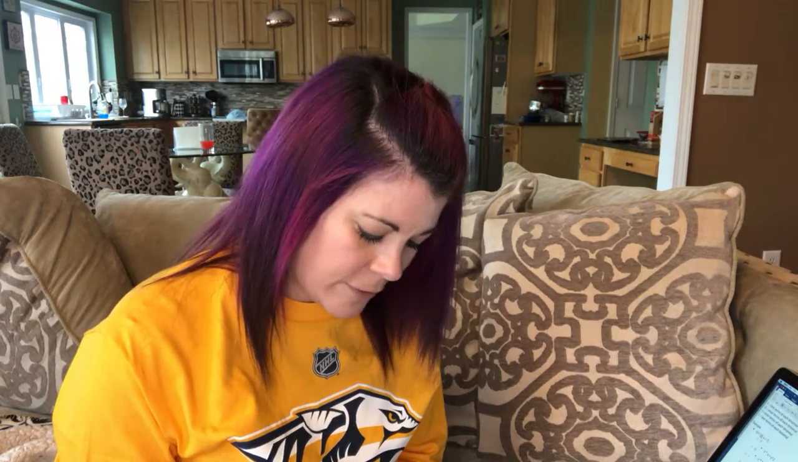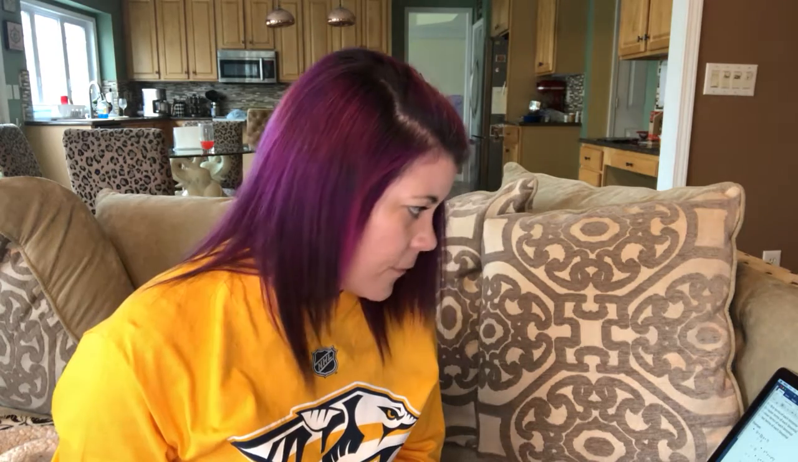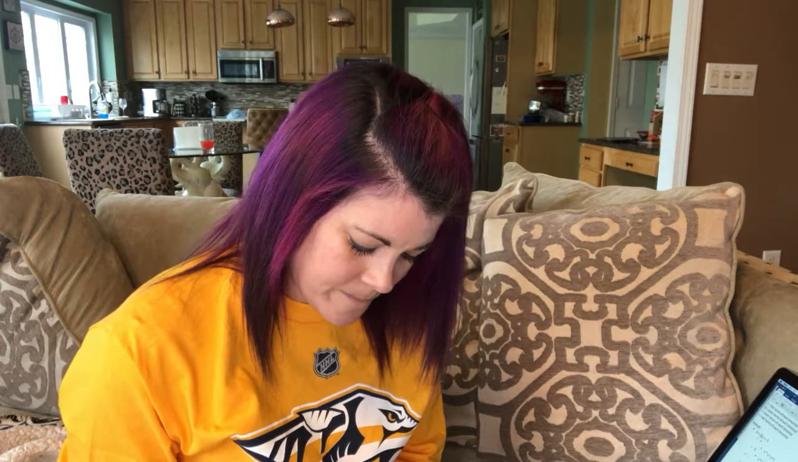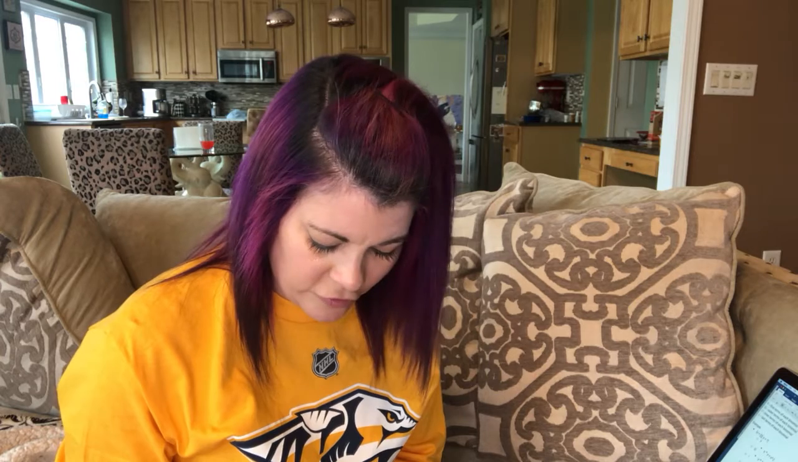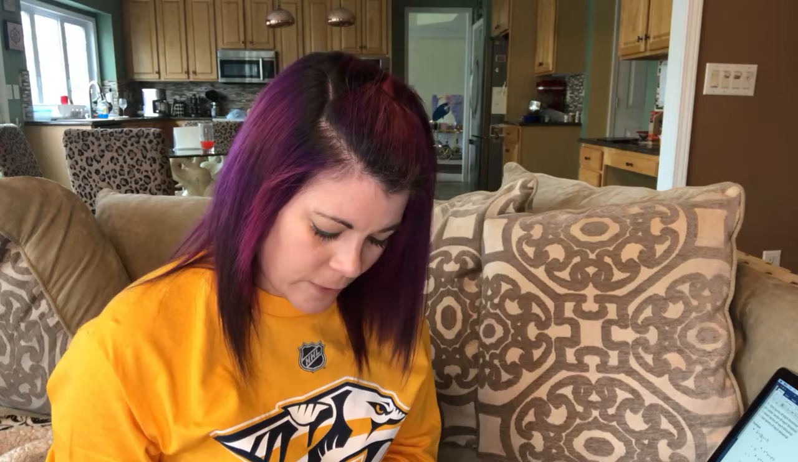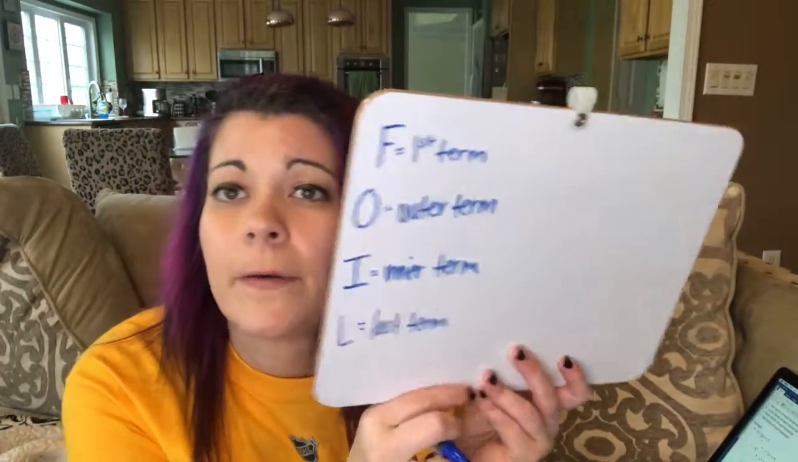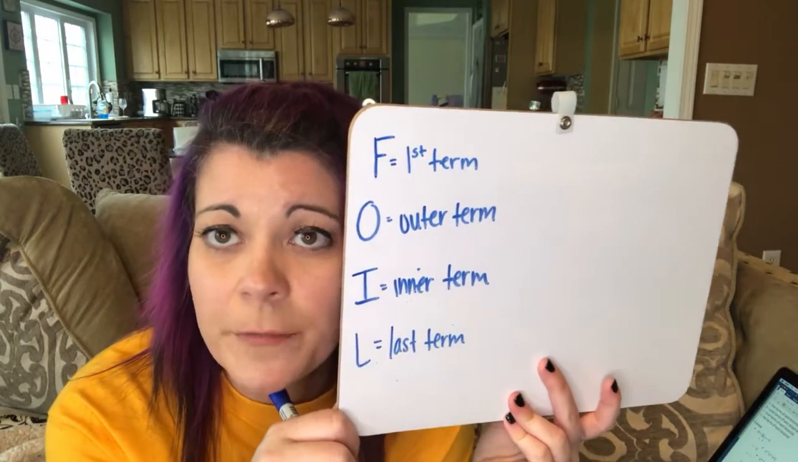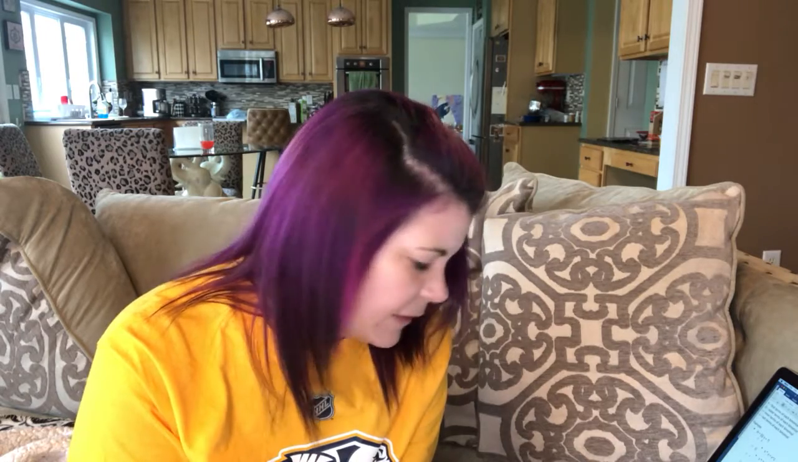So F stands for the first term. O stands for the outer term. I stands for the inner term, and L stands for the last term. Okay, so here, FOIL. F stands for first term, O stands for outer term, I stands for inner term, and L stands for last term. And so I'll show you what that means here in just a minute. Let's do an example.